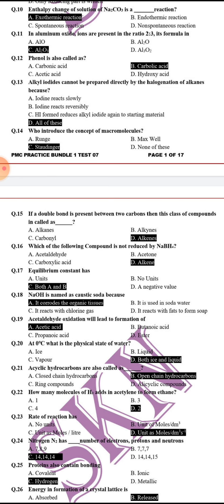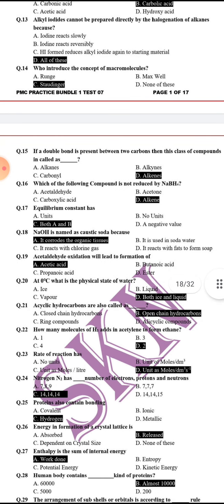The next MCQs, question number 19. Acetaldehyde oxidation will lead to the formation of acetic acid, butanoic acid, propanoic acid, ester, or acetic acid. And the correct option is alpha, acetic acid. And the next MCQ, question number 30. At 0 degrees Celsius, what is the physical state of water? We know that at 0 degrees Celsius, water will be in the form of solid or liquid, both, because at this temperature water starts to change from liquid to ice and from ice to liquid. So the correct option will be delta, both ice and liquid.